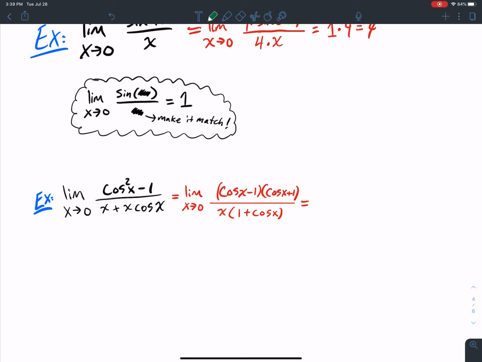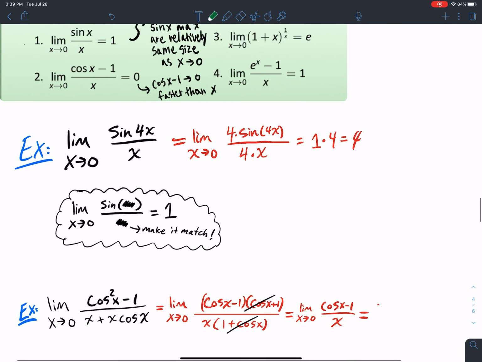The denominator, we factor the GCF, x, out of the denominator here. And so what do I get? I cancel my cosine x plus 1 factors, and I have left cosine x minus 1 over x, as the limit as x goes to 0.